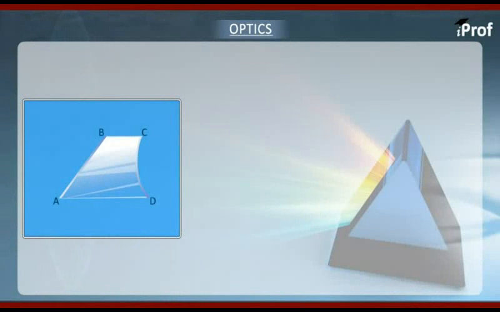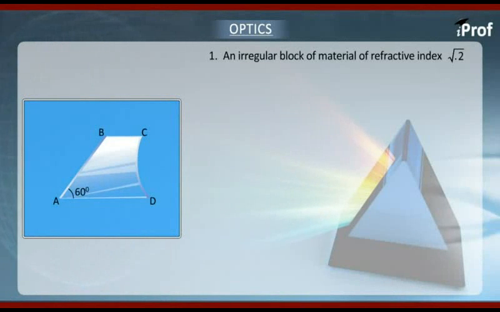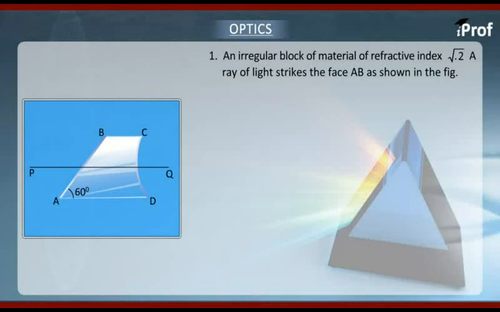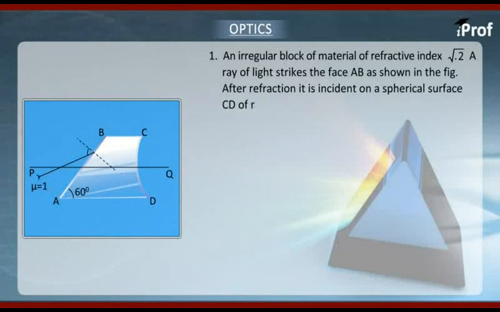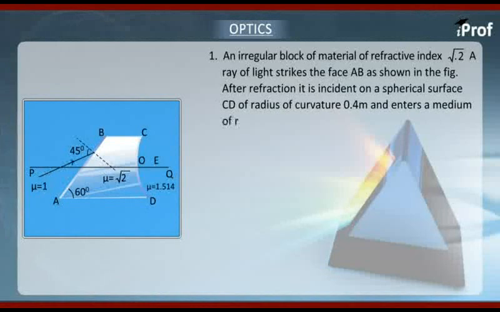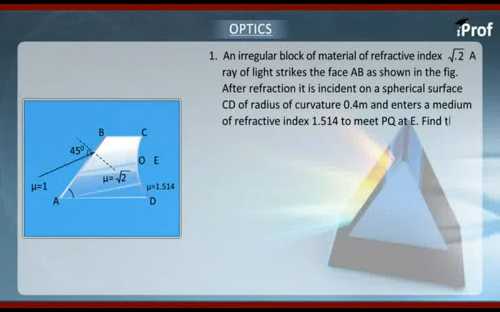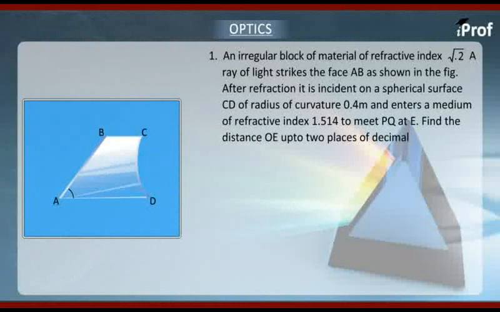Let's take up another IIT problem which was asked very recently, and this was asked in IIT JEE 2004. Now this problem says, as it is shown in the figure, there is an irregular block of material of refractive index √2. Now there is a ray of light that strikes the face AB as shown in the figure. After refraction, it is incident on a spherical surface CD of a radius of curvature 0.4 meter and enters a medium of refractive index 1.514 to meet PQ at point E. Now we have to find out the distance OE up to 2 places of decimal.